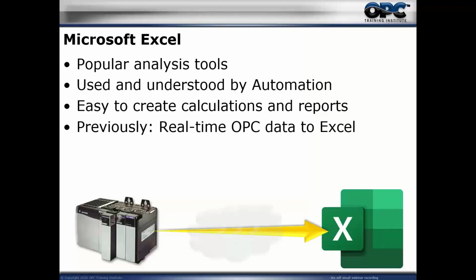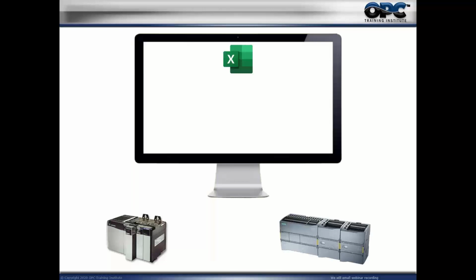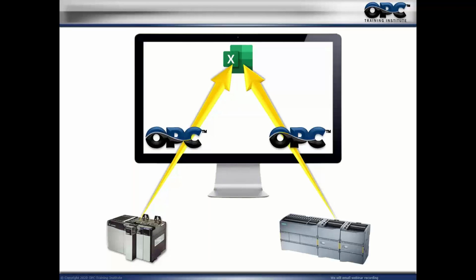In this case, we're talking about getting historical data into Excel. So you've got real-time data from the controllers. How do we get this historical data into Excel? So let's take a look at that. In this case, we have a couple of controllers. We want to get this data into Excel. OPC is obviously a very convenient mechanism for us to get that data.